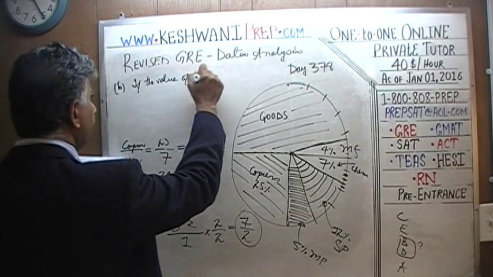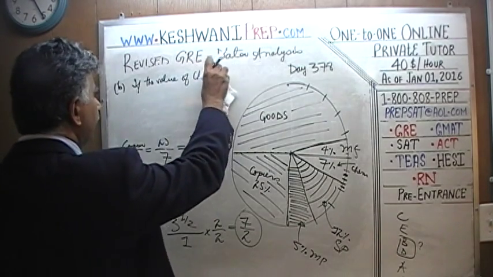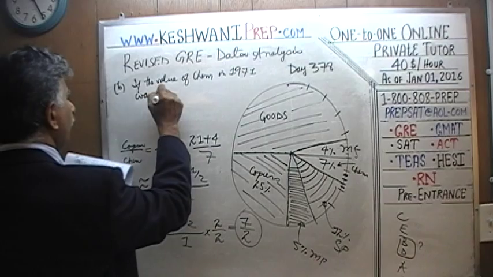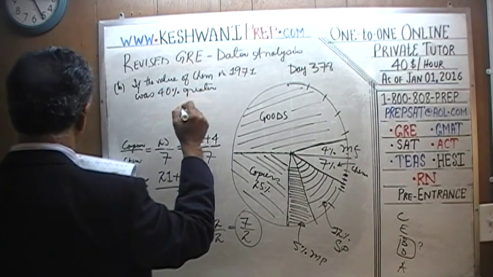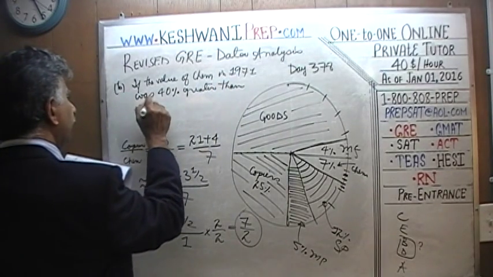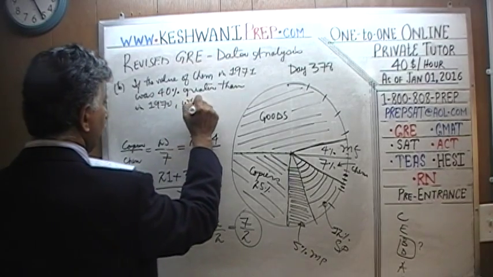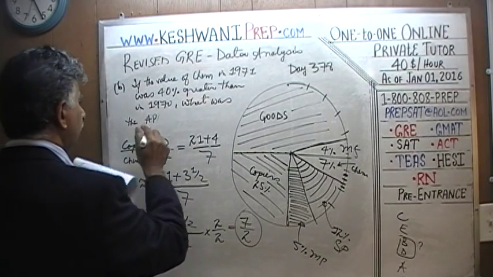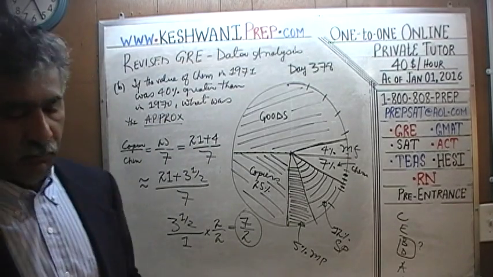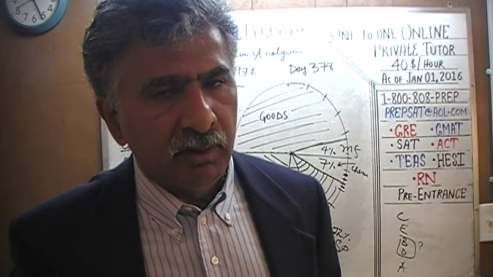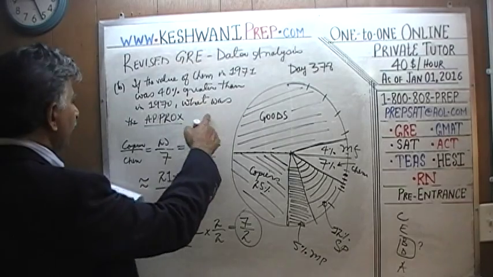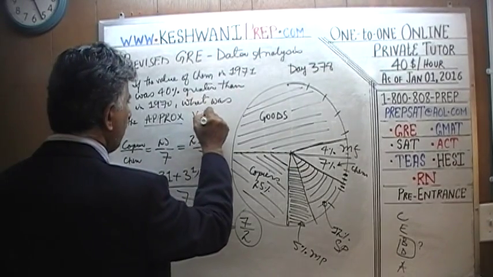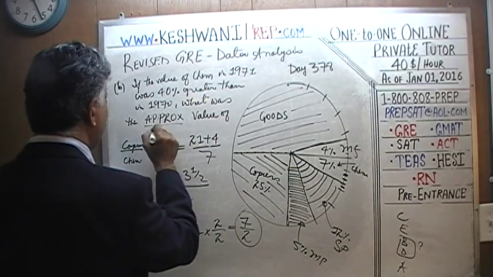If the value of chemical in 1971 was 40% greater than in 1970, then in that case the question is, what was the approximate, and I'm going to put it in a capital letter to bring our attention to it, even though in a real exam they're not going to be that nice. They're not going to capitalize the word approximate. What was the approximate value of chemical in 1970?